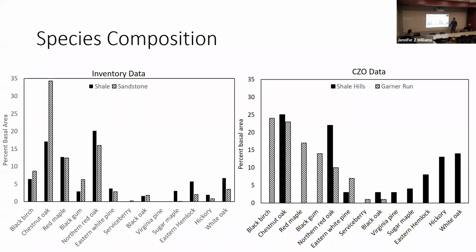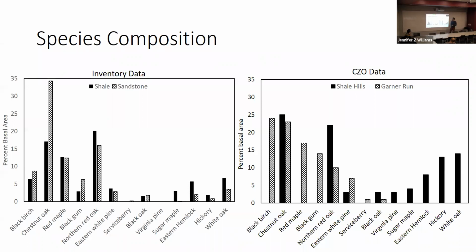So one I pointed out is that there's a lot of black birch at Garner Run, and there's almost no black birch at Shale Hills. Chestnut oak is almost equally represented. There's a lot more red maple, and there's none at Shale Hills.